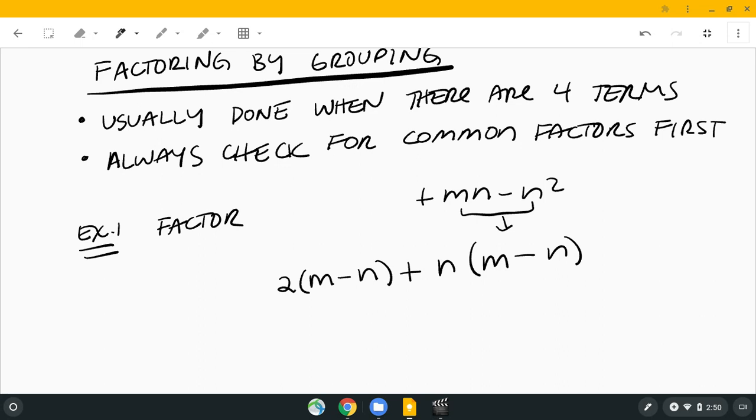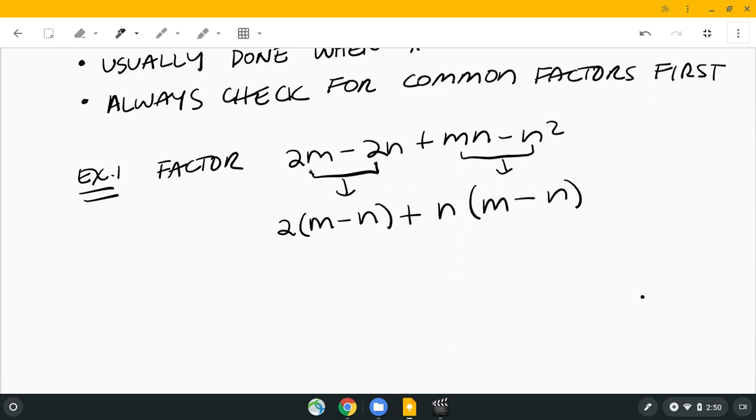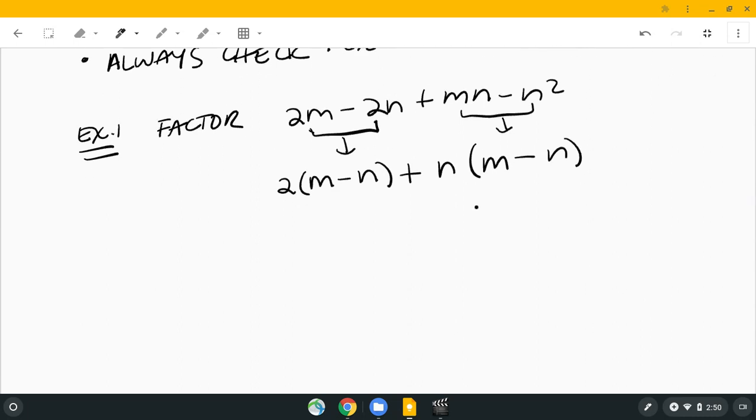Let me bring back the first group, 2m minus 2n. So this was the original problem, right? This was my first group, and I did GCF. This is my second group, and I did GCF. So that's all you do for your first step.